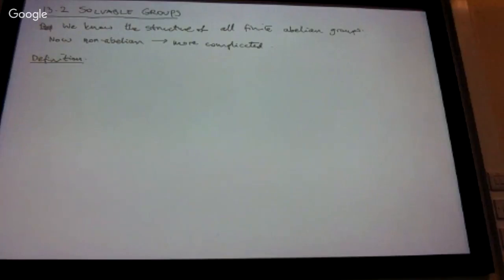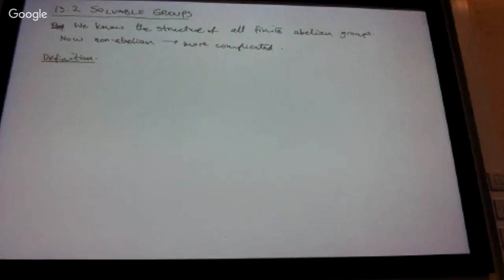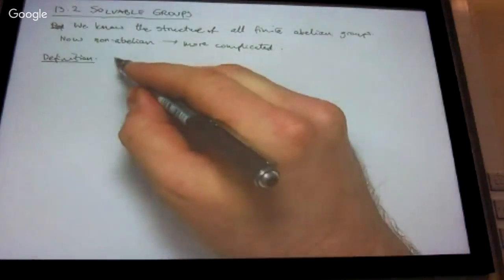For abelian groups, we studied them using direct products, because the fundamental theorem of finite abelian groups said that we could get anything as a product of cyclic groups. Here, instead of direct products, we are going to use factor groups and normal subgroups, and so we define some things related to that.